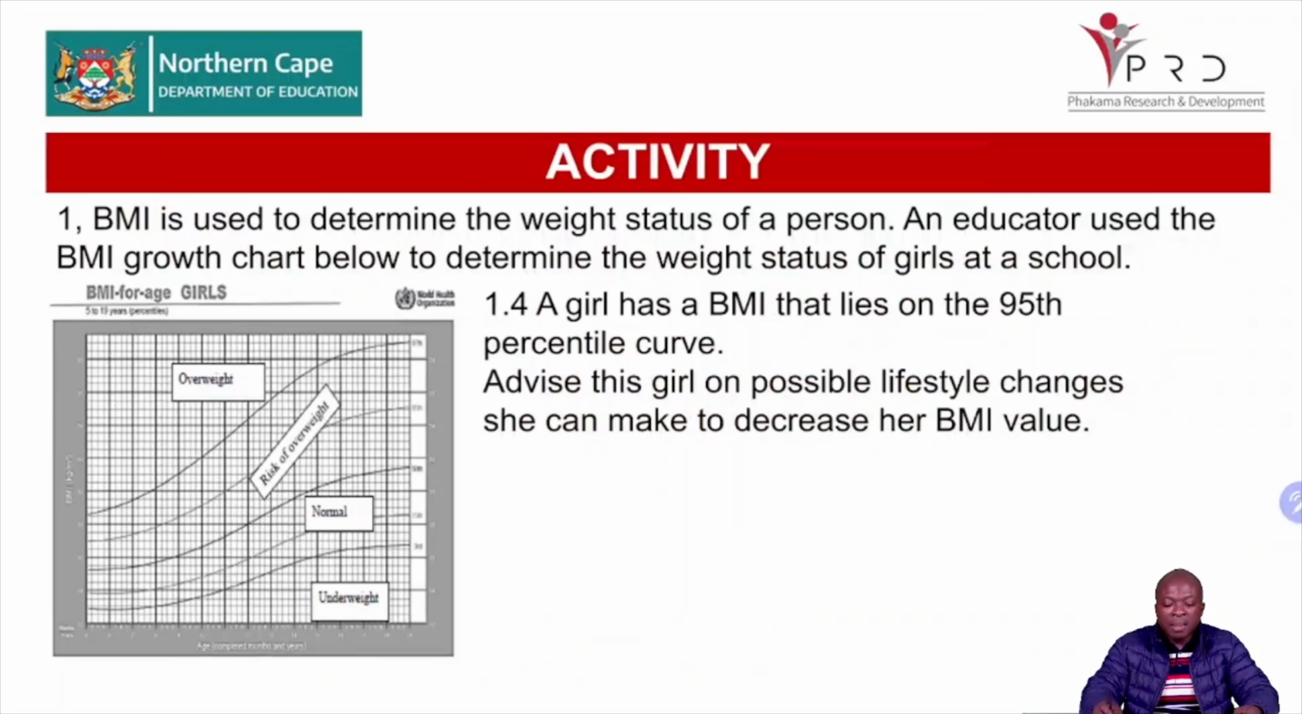Then let's look at question 1.4. A girl has a BMI that lies on the 95th percentile, somewhere here. Remember, we are saying this learner is now already at risk of overweight. They are asking you in the exam to advise this girl on possible lifestyle changes she can make to decrease her BMI. How do we do this? Write what kind of advice you will give to a learner who we consider to be at risk of overweight. Just write your answer, then we will discuss together quickly. I'm giving you only 2 minutes.